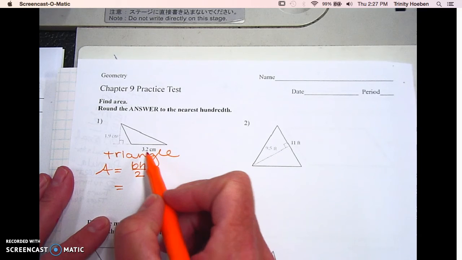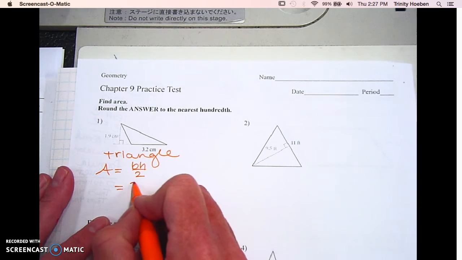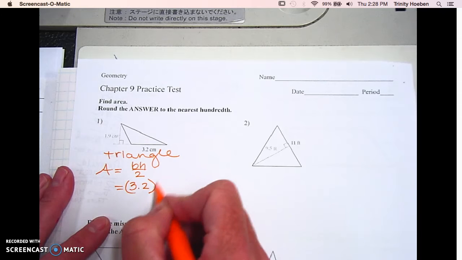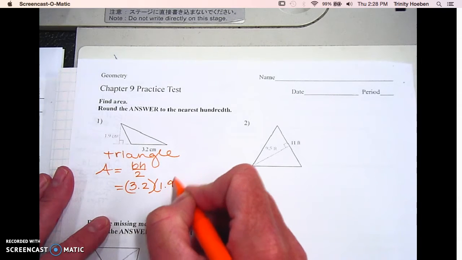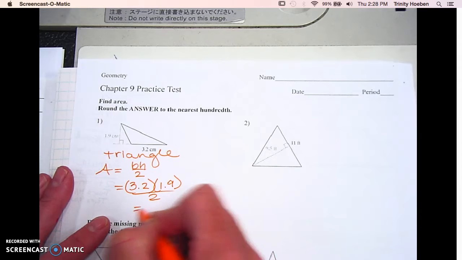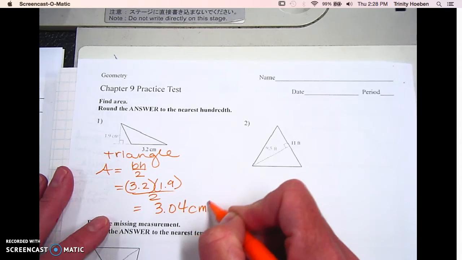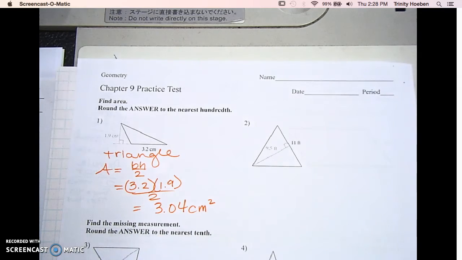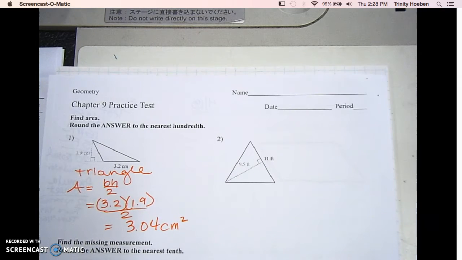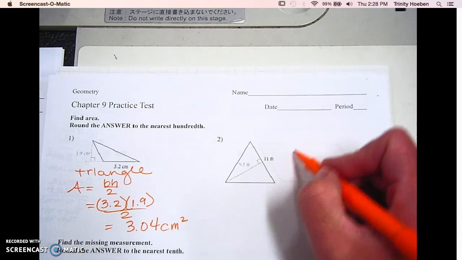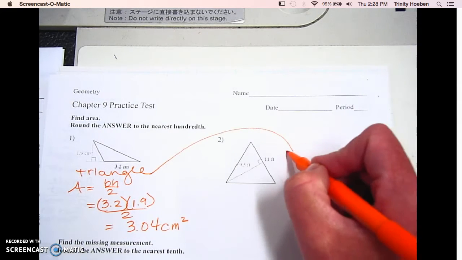Then you're going to substitute in the values. The base is 3.2, the height is 1.9. You punch it into your calculator, you should get 3.04, and that's in centimeters squared. Same thing for number 2. It's also a triangle, so I'm just going to draw an arrow over there.